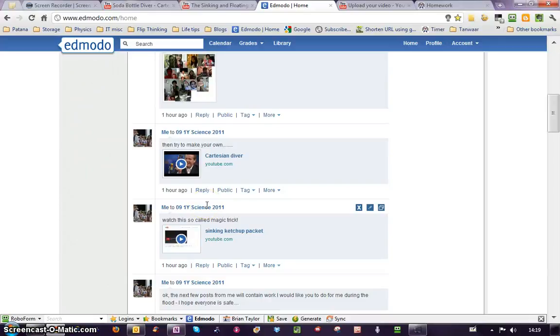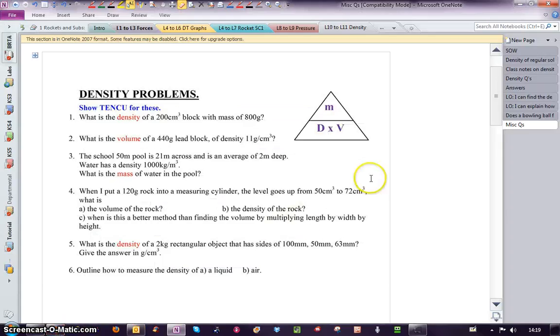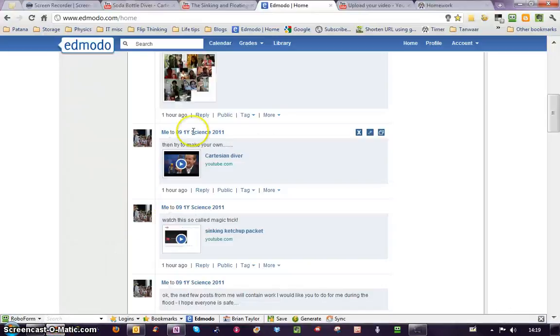Okay, students, welcome back. I hope you didn't find the density questions too difficult. The next assignment, we're going to have a look at something called the Cartesian diver. Obviously, if we were in the lesson, then I would show you a Cartesian diver, but we're not.